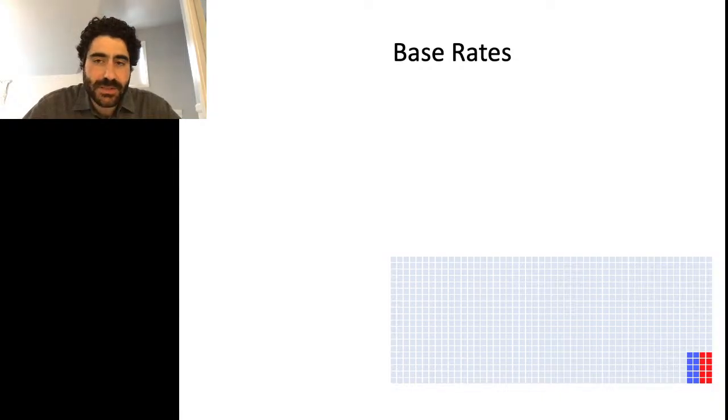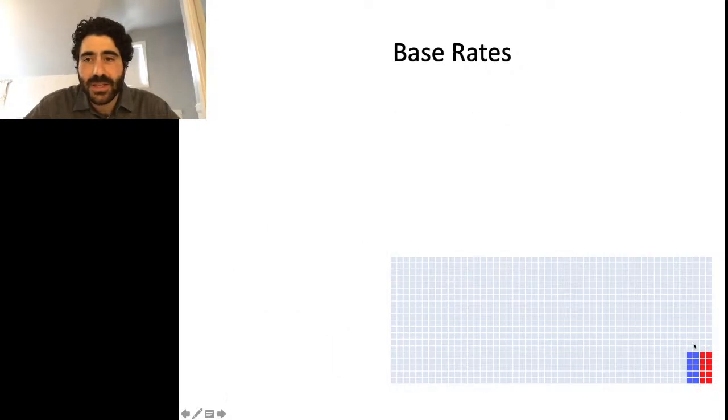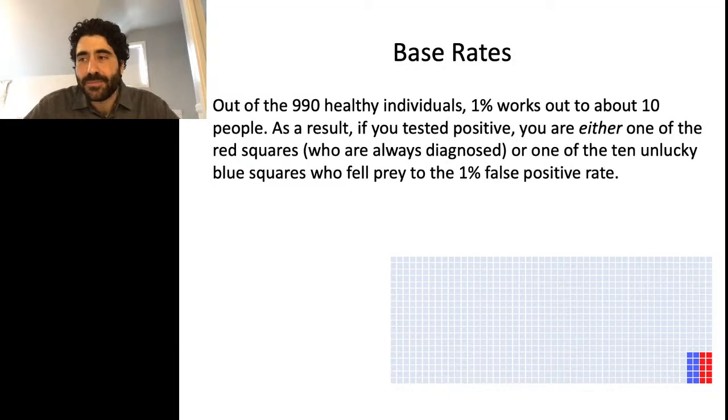And so the shaded in squares here are these people that are getting positive results, right? So you can see all of the people that were sick got a positive, and 1% of these healthy people got a positive, right? And so what you can see here is that if you tested positive, you're either one of these red squares here that are always diagnosed, or you just happen to be one of these 10 unlucky blue squares that happen to get a false positive, right?